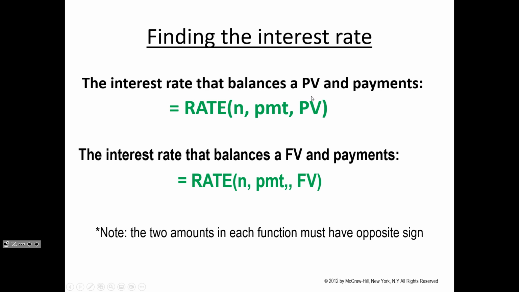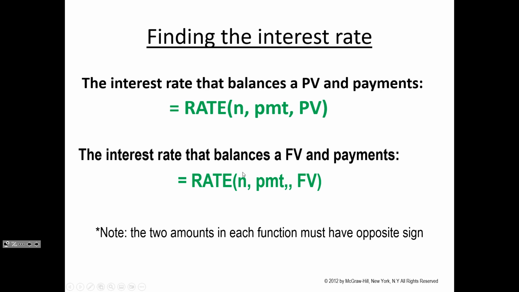But what it's assuming to solve a rate is, for example, that you made a deposit and then you're taking withdrawals over time, and it will solve for an interest rate. Or it's going to assume the reverse of that, that, for example, you take a loan now and then you have to pay over time. It can only find the rate that balances an inflow and an outflow. So I give you the note here that the two amounts in each function have to have an opposite sign.